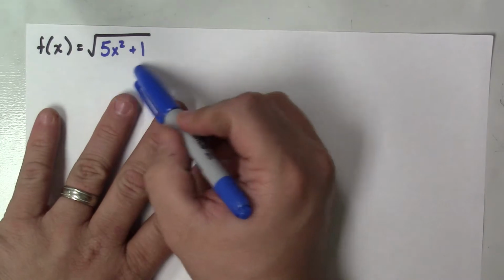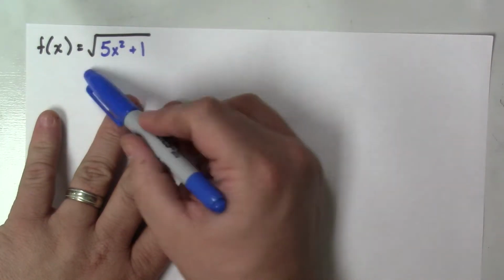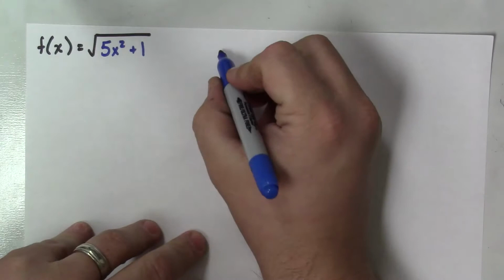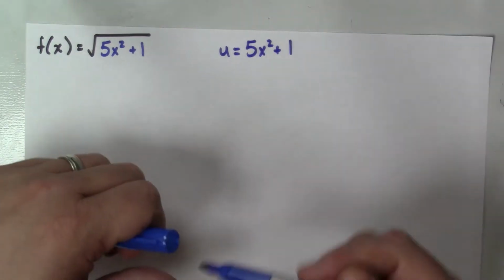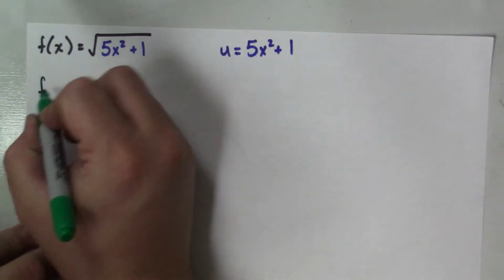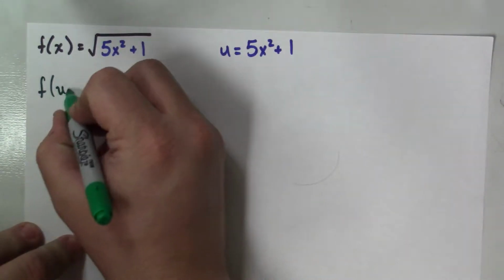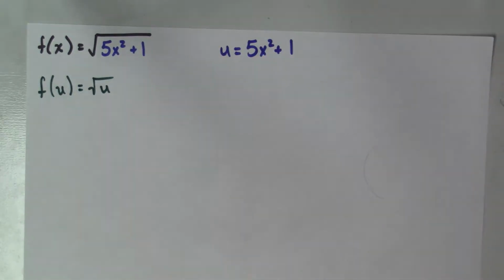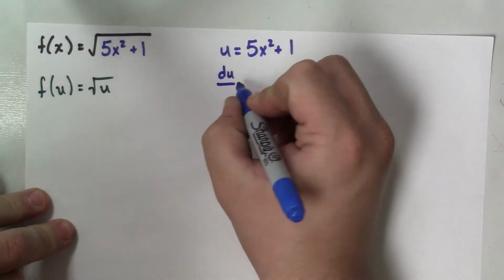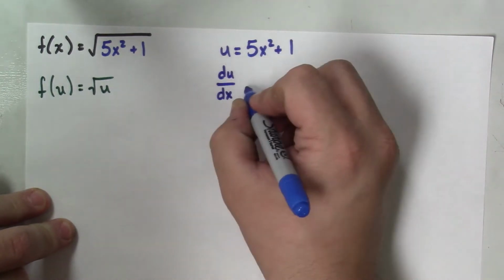I have highlighted the 5x squared plus 1 because that is the composite function that I want to break out. So what I'm going to do is say that u is 5x squared plus 1. And what that allows me to do is say, if f of x is that, but u is defined as 5x squared plus 1, then f of u is just the square root of u. Now, my first step, I'm going to evaluate the derivative du dx.